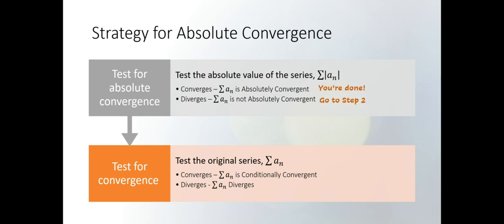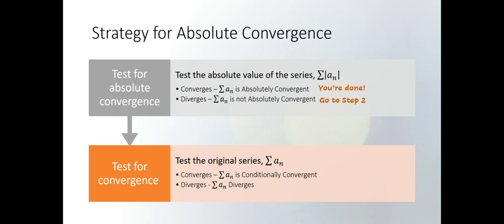So once I've proven that it's not absolutely convergent in the second case, then I have to go back to the original series before I took the absolute value and do a convergence test on that one. A lot of times it will end up being the alternating series test, but it doesn't have to be limited to that. Just be careful if you're dealing with a series with negative terms, you cannot use the integral test or either comparison test. All of those require all the terms to be positive.